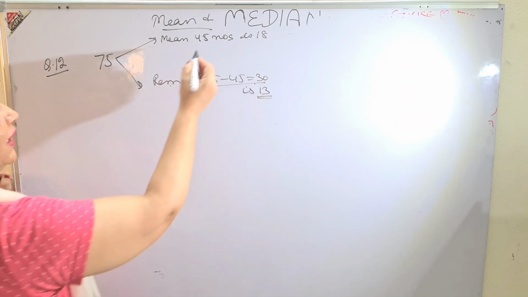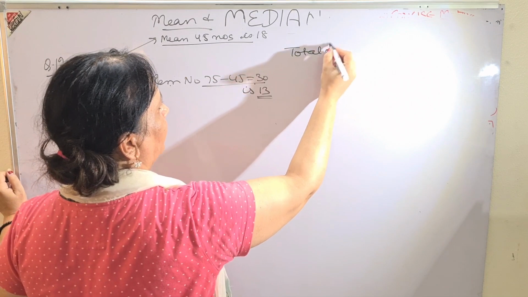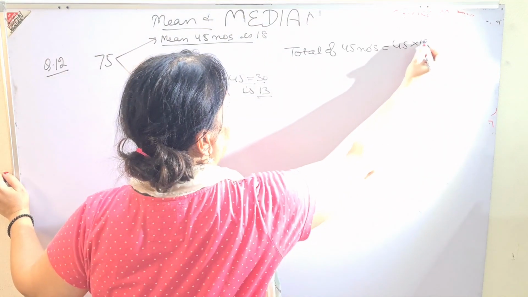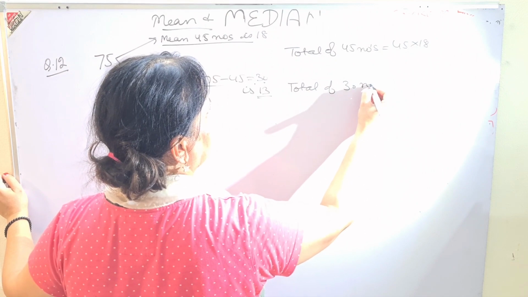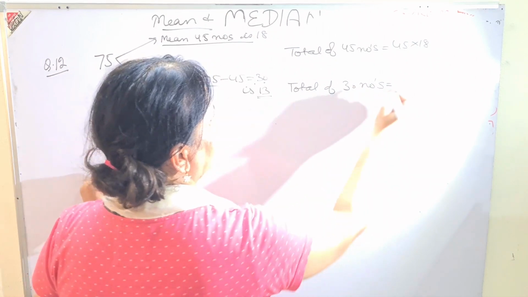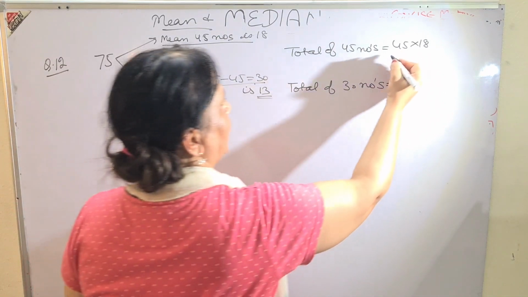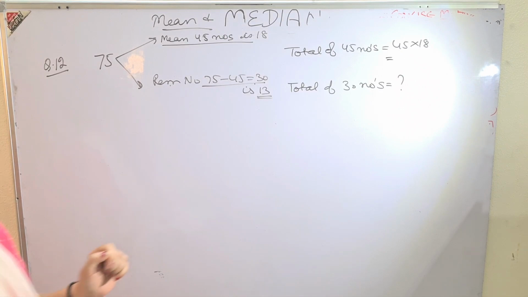So it's very simple. First I will take the first one. Total of 45 numbers will be 45 into 18, and total of remaining 30 numbers will be found from there. Very simple. 45 into 18, multiply it. 18 5s are 90, 18 4s are 72, and 72 plus 9 you will get 810.